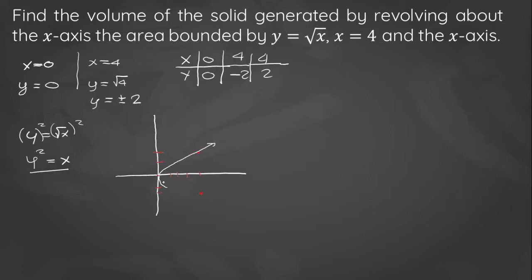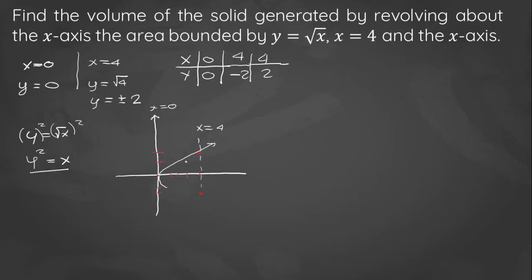Now we are not to focus on the area below the x-axis, since from the question it is bounded by x is equal to 0 and x is equal to 4. This is our x-axis, x is equal to 0 and x is equal to 4. So this is our area now.